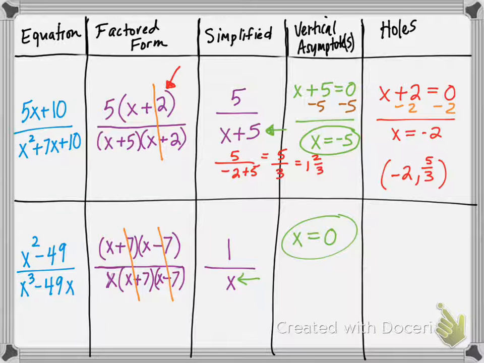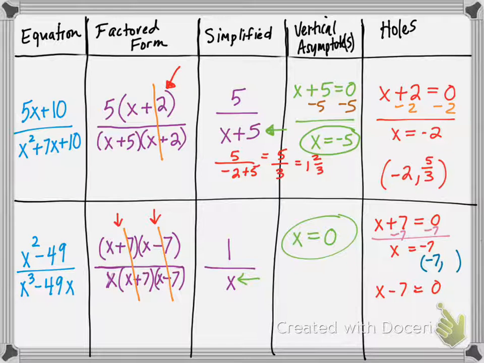Looking for the holes, I set each of the crossed out factors to 0. So x plus 7 is equal to 0, and then I have x minus 7 is equal to 0. So I will have two different holes here. So I subtract 7 from both sides, and I get x is equal to negative 7. And I know I have to write that as an ordered pair. So I'm going to record that right here. Negative 7. How do I find the y-coordinate? I look at my simplified form and I plug in negative 7 for x. So that's just 1 over negative 7, which is negative 1/7.